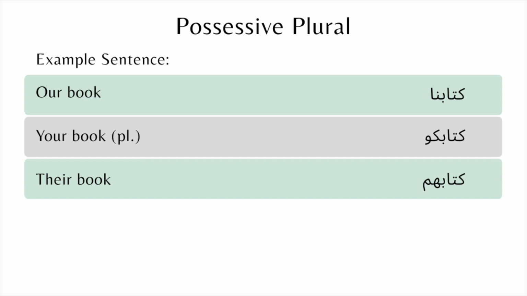To say our book, you would say kitabna. Your book, addressed to a plural audience, is kitabku. Their book is kitabhum. And that is all for today. Today we learned about subject pronouns, object pronouns, and possessive pronouns in Arabic in the Levantine dialect.